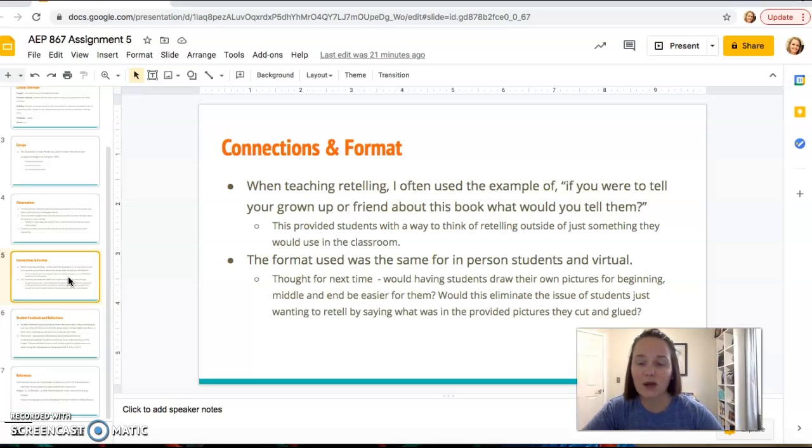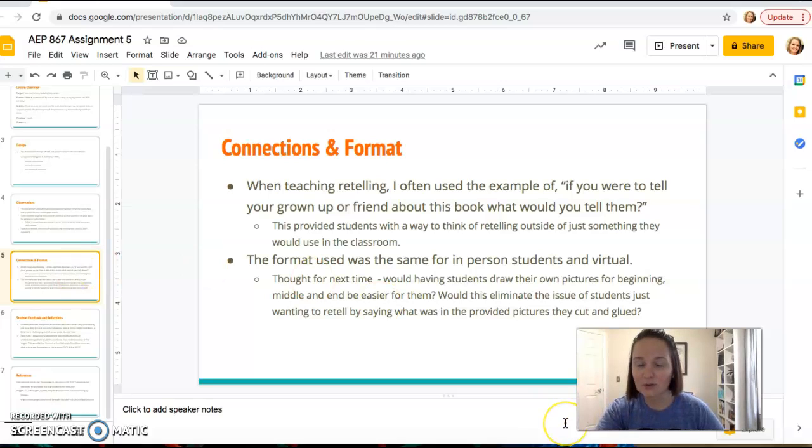A thought for next time, though, after seeing how my in-person kiddos, some of them really struggled with being so fixated on the pictures and telling me what was happening specifically in the picture that it hindered the retelling of the story, would be to see if I could just have them draw like B, M, and E, and then lines, and then have them draw their own pictures for the beginning, the middle, and the end, and then have them retell that to me.